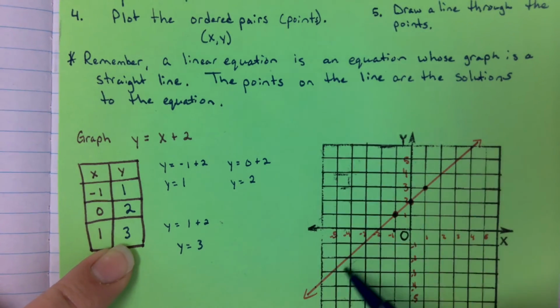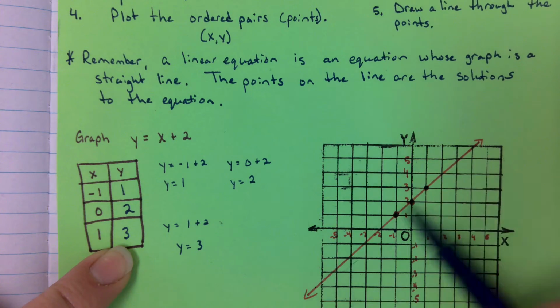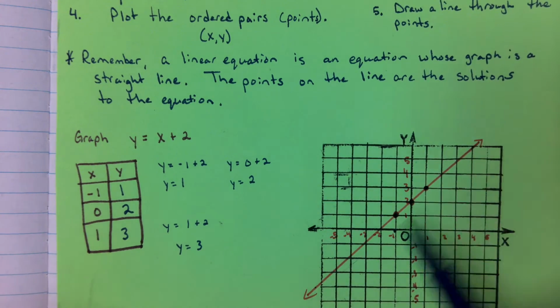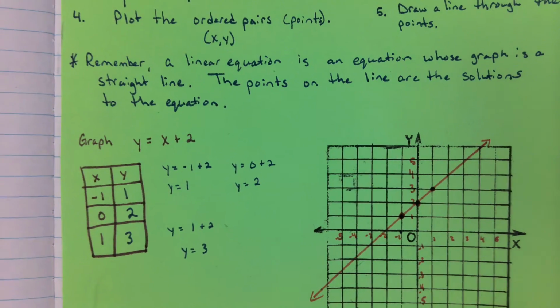I used a ruler to make sure I had a nice straight line. You may need to do that. And then I put arrows on both ends because my line goes forever and ever.